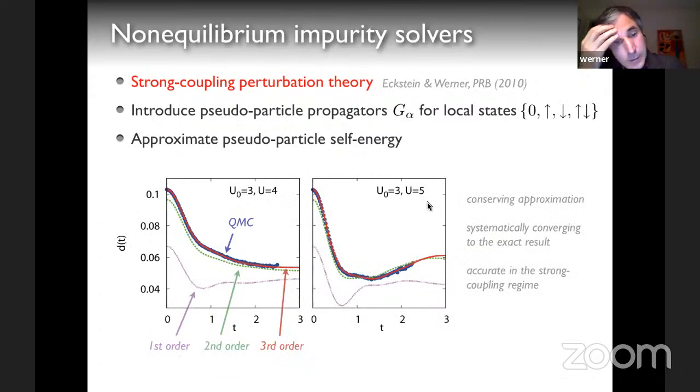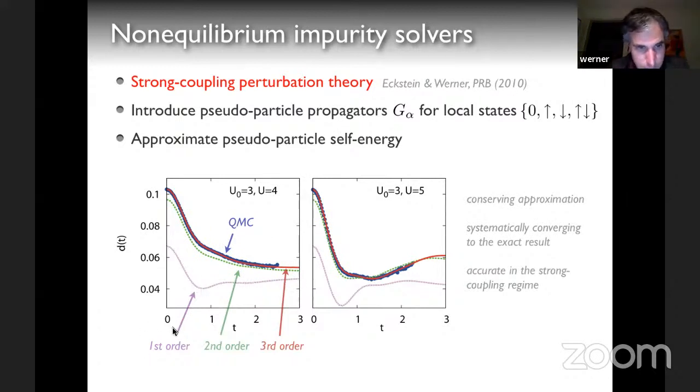And here's a little test of these approximations. What is plotted is a quench, or what we simulate here as a quench in the Hubbard model, where we suddenly change the interaction from, say, 3 to 4 or from 3 to 5. And what is plotted is the time evolution of the average double occupation in the lattice model as a function of time. And the blue dots, these are the exact DMFT results obtained with the Monte Carlo method, which I have briefly explained.